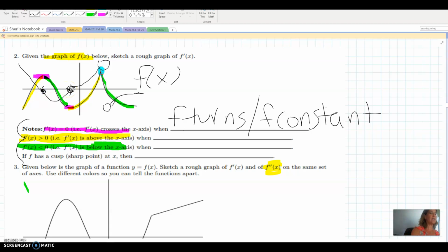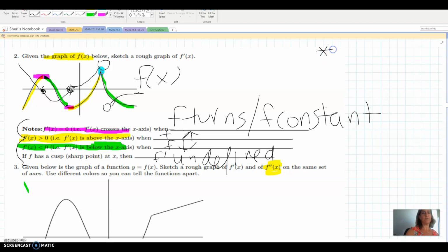What's highlighted in yellow is when f is increasing, and that is when my derivative should be positive. What's highlighted in green is where my original function f is decreasing. That's where my derivative should be negative, so my graph is below the x-axis. If my actual function has a cusp, then the derivative is undefined. And so I can think ahead for my graph.